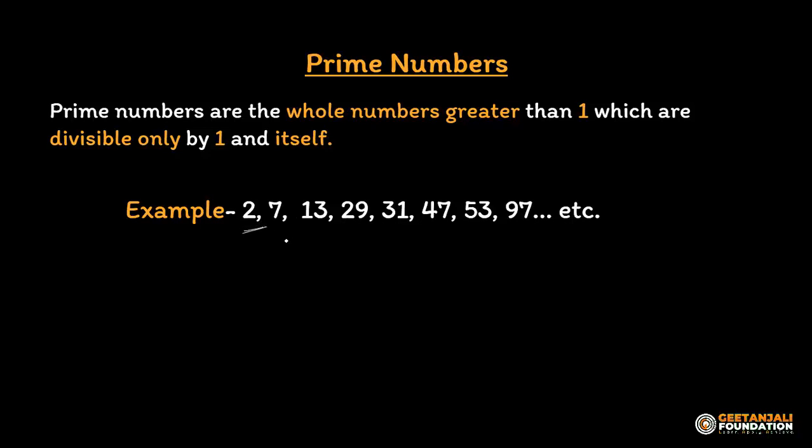You observe this number 2. This is the only even number which is a prime number, and also this is the smallest prime number. All the other prime numbers are odd numbers. So to understand the process of divisibility by prime numbers, you need to understand a few more things.